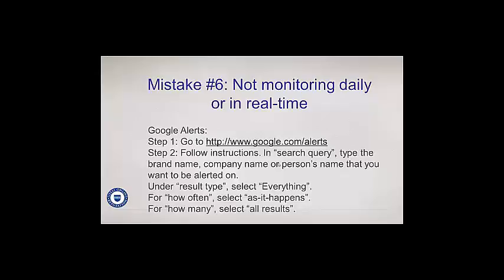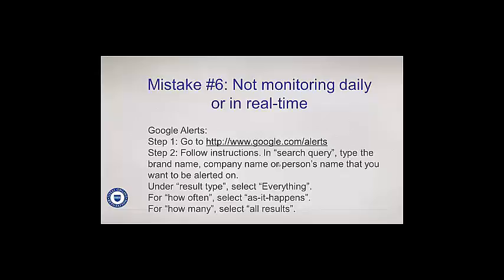And while Google Alerts is indeed a fine way to know if there's news about you, it also scours message boards, blogs, and other lesser-known websites. Getting started is simple. Go to google.com/alerts. Follow the step-by-step instructions. In the search query, type in the brand name, company name, or person's name that you want to be alerted on.